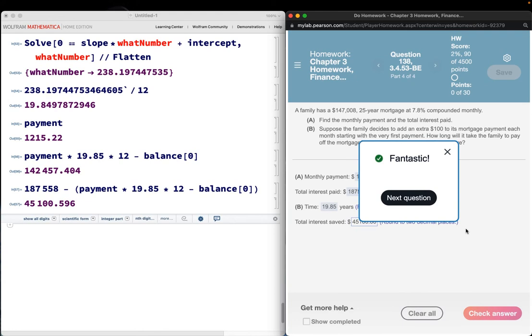And there you have it. So it wasn't that bad, was it? These are fun problems to do. I think they're really interesting and they're useful. I mean, you can do a lot of stuff with these problems.